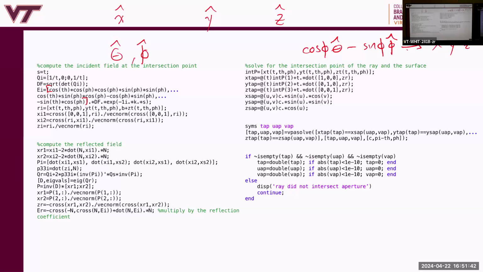So you'll see cosine theta, cosine phi is the conversion from theta to X, and then we have cosine phi. And then minus sine phi is the conversion of phi hat to X, and then there's also sine phi here from the feed function, right? You can go through this and see it.